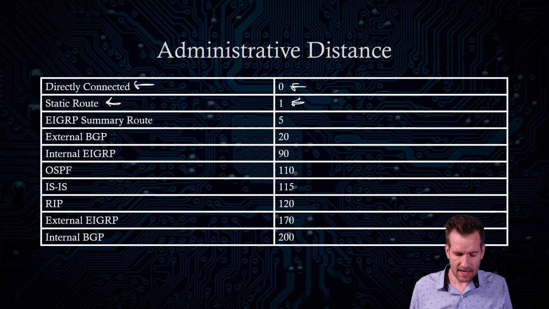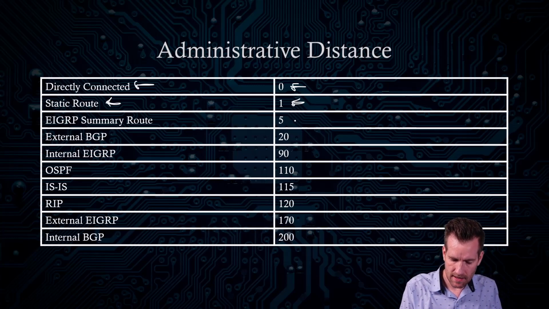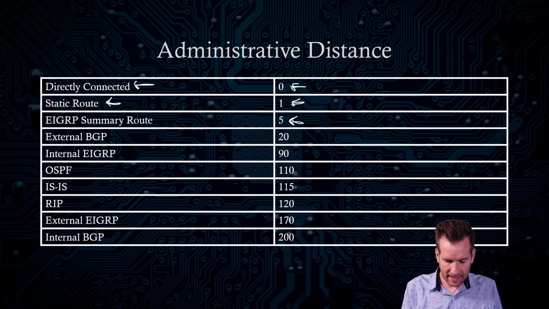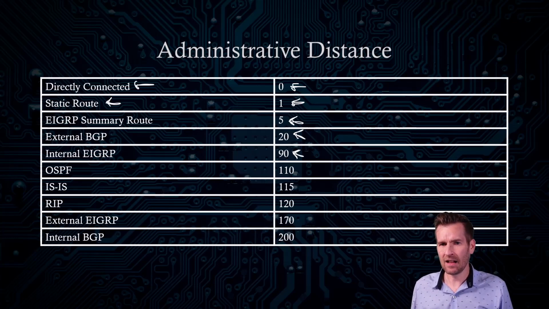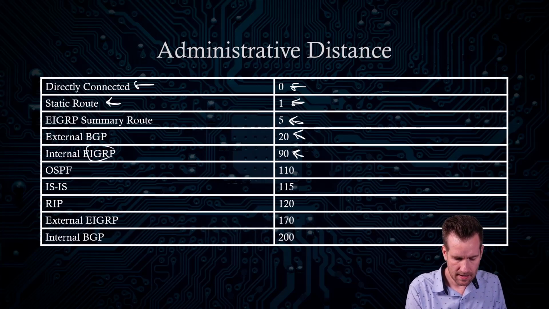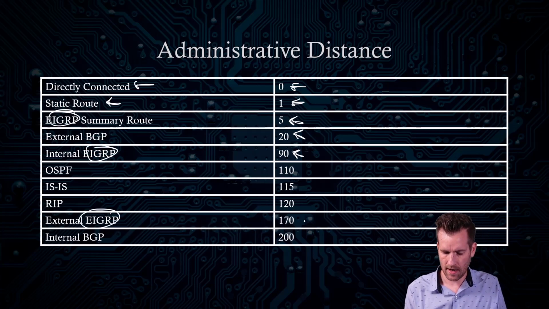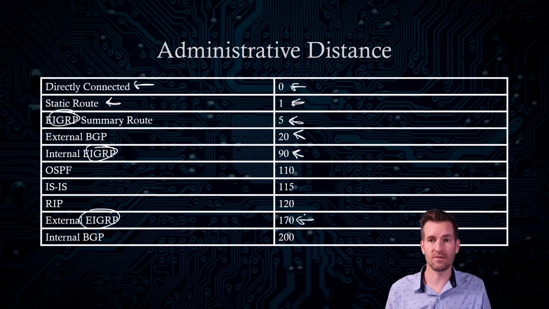We also have an EIGRP summary route, which is going to be a 5. We've got an external BGP, which is a 20. We've got an internal EIGRP, which is 90. So notice that we have EIGRP here as a summary route, and we have it as an external route, and they're all different administrative distances.